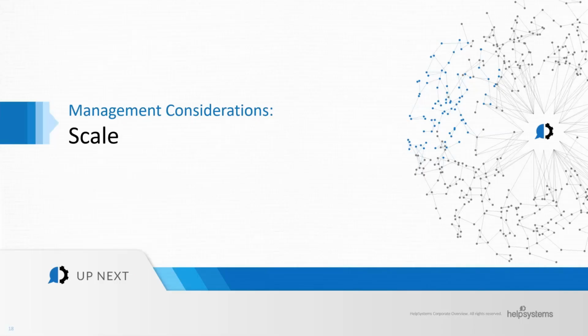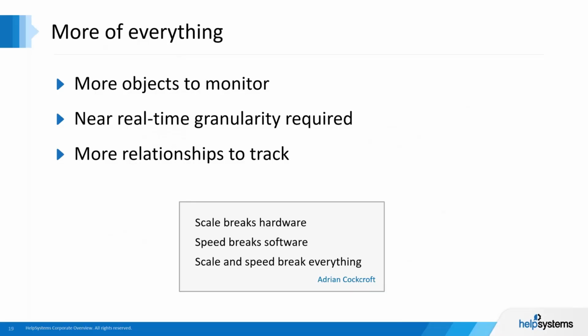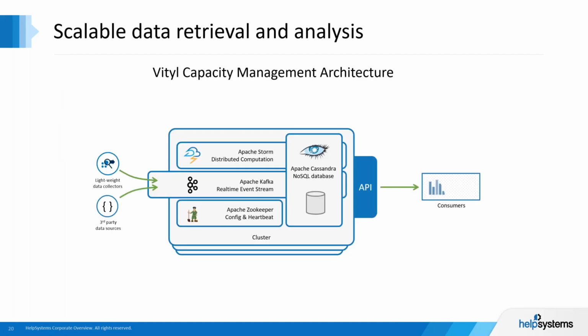The next management consideration I would like to mention is the scale. So there's more of everything. There's more objects to monitor. The requirements in terms of real time are higher, and there are more relationships to track, because as you have more objects, there will be more relationships between those, of course, and you need to aggregate data up to the level that makes sense more frequently as well. So you need to have a scalable framework for data retrieval and analysis, and this is how we do it.